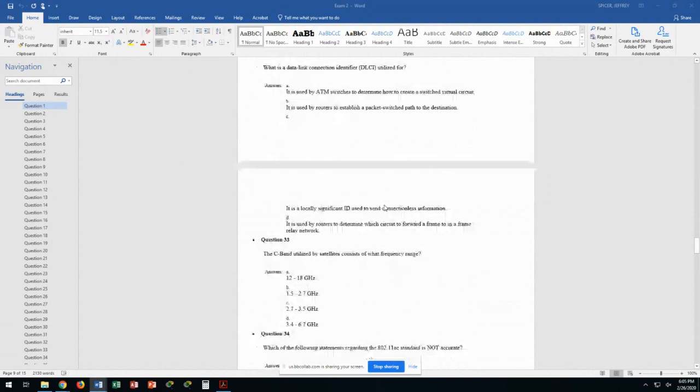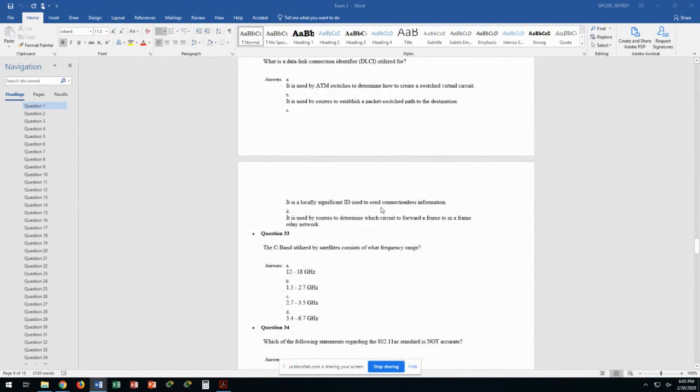All right, 32. What is the data link connection identifier, DLCI, utilized for? D, right? It's used by routers to determine which circuit to forward a frame to in a frame relay network. Excellent.